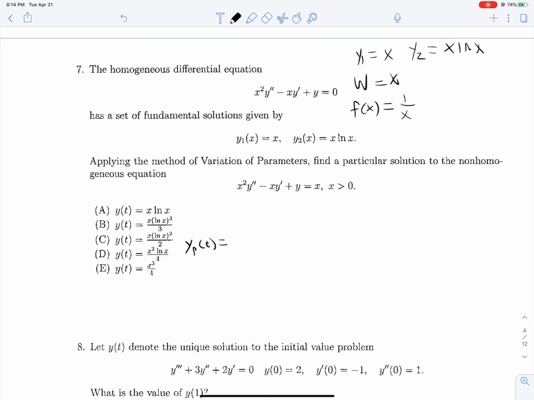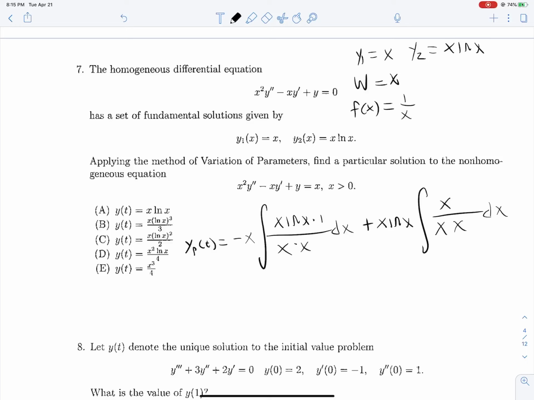is equal to negative y1, so negative x times the integral of y2 of t, x ln x, times f of x, which is 1 over x, times the Wronskian, which is x, dx, plus y2 of t times the integral of y1 of t times 1 over x, our f of x, times x dx.